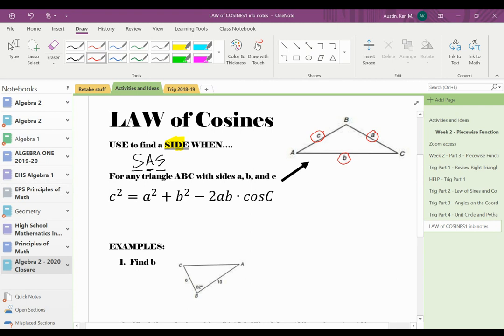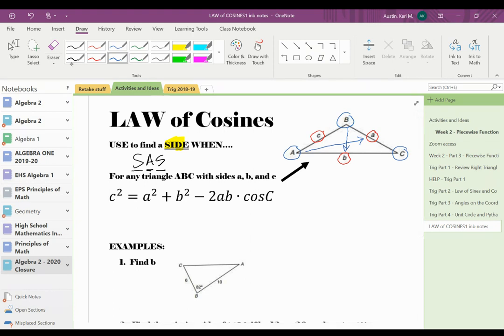tell us that we're talking about the sides of a triangle, and then capital letters mean that we're talking about angles. And if you have angle A, then side A is across from it. Side B is across from angle B, and side C is across from angle C. Okay, so we just want to remember that.